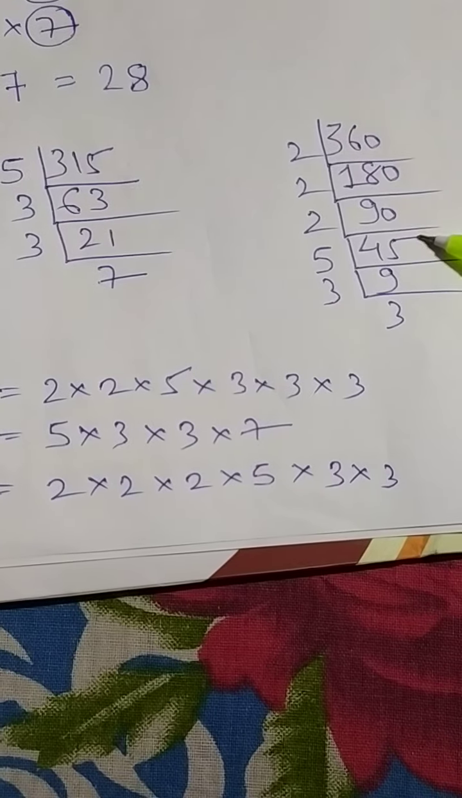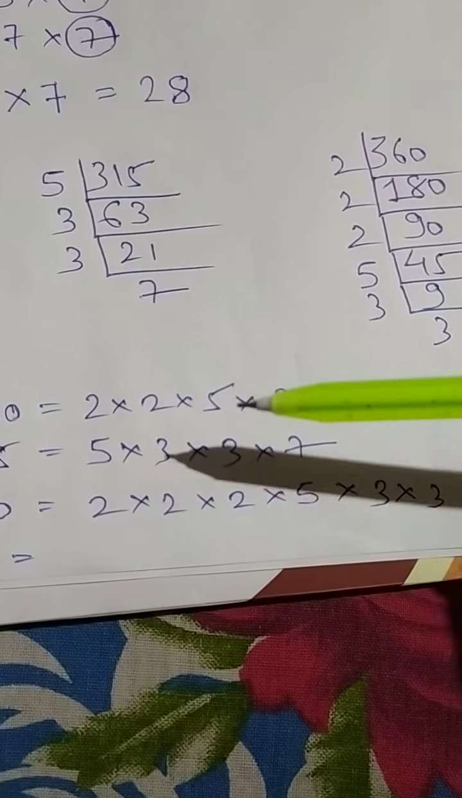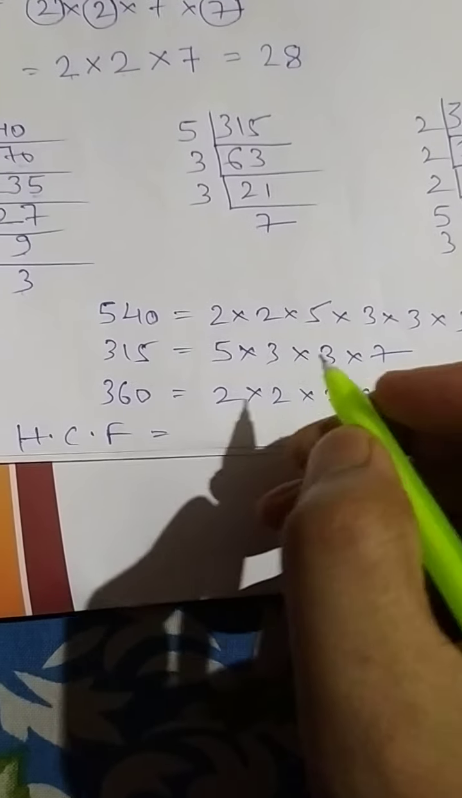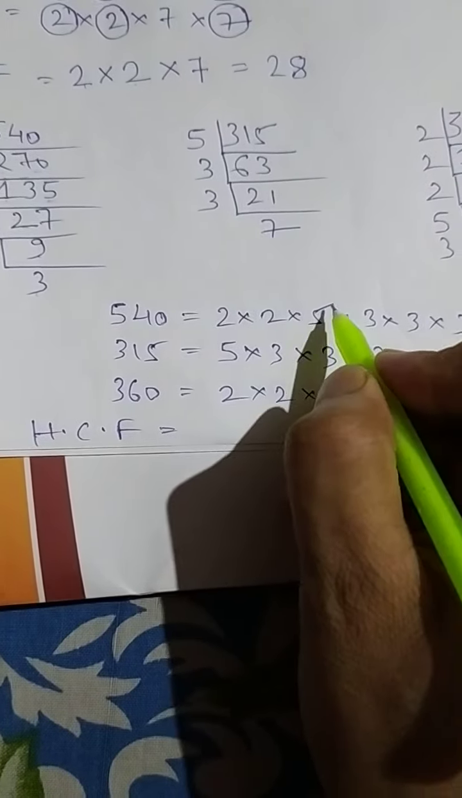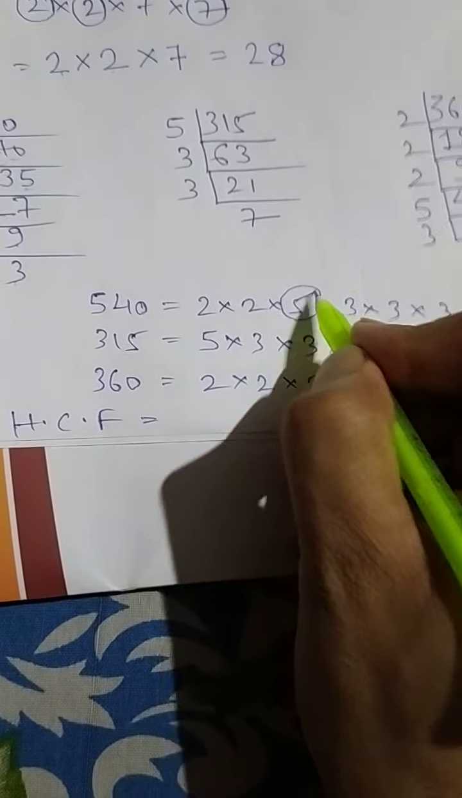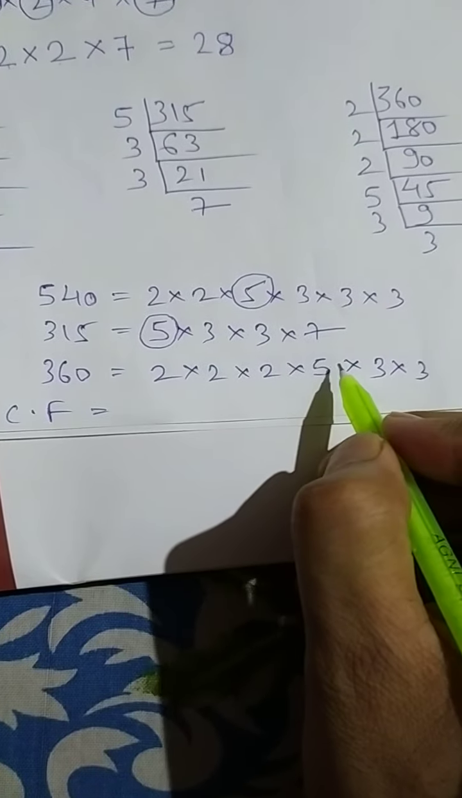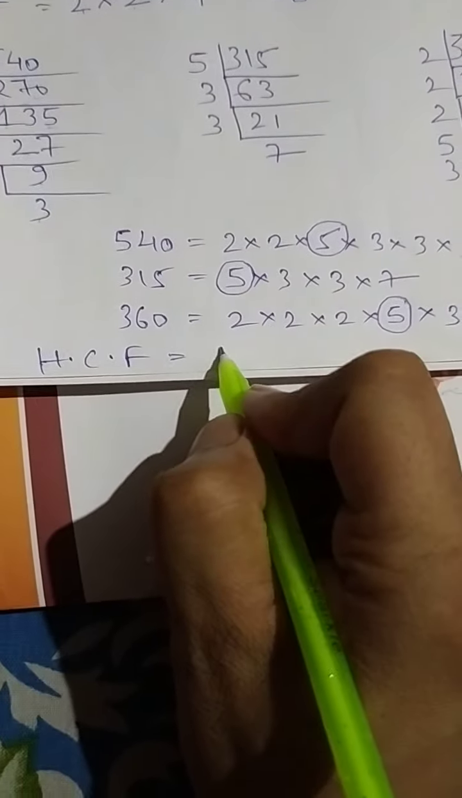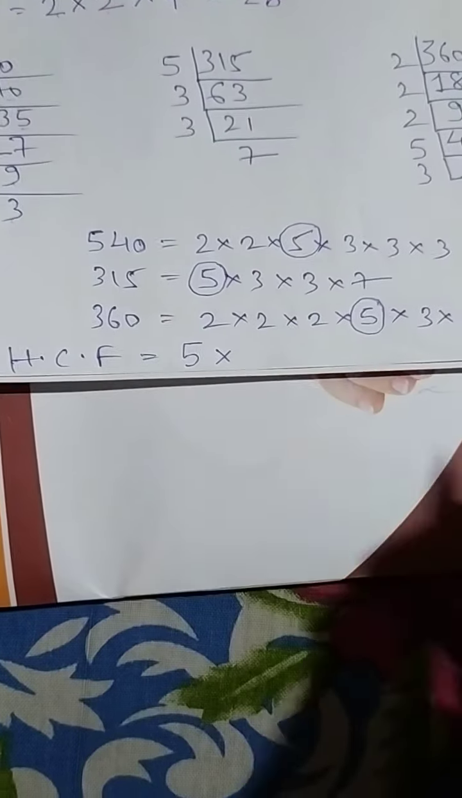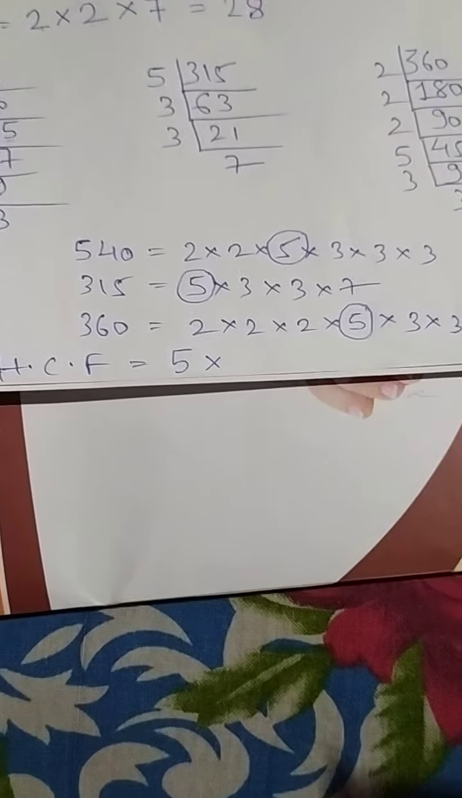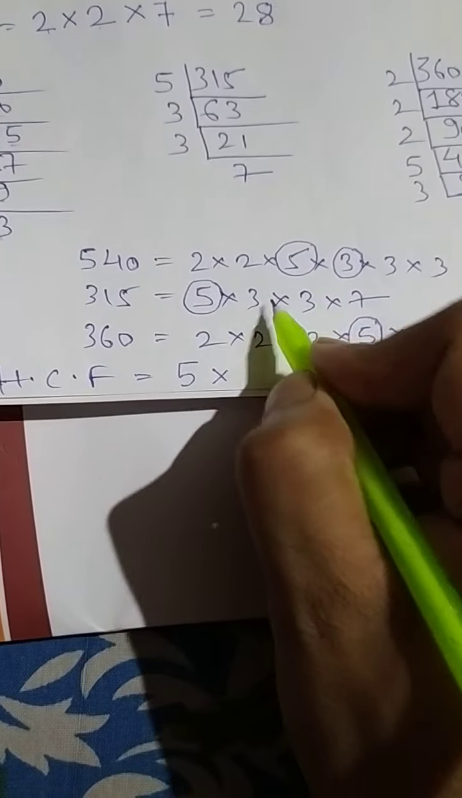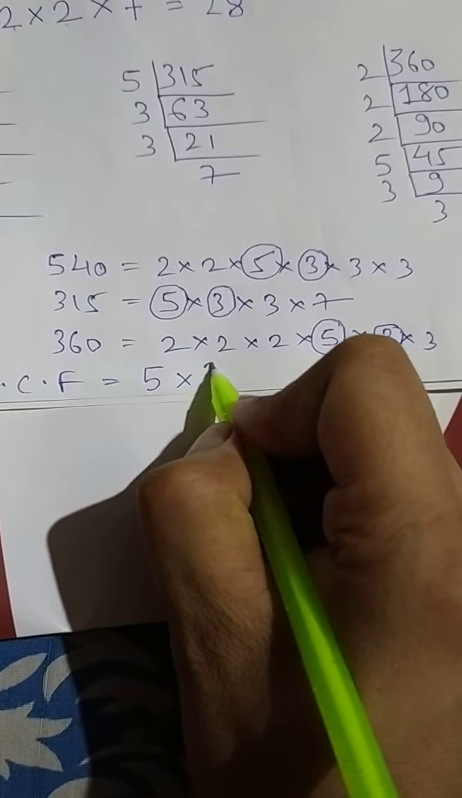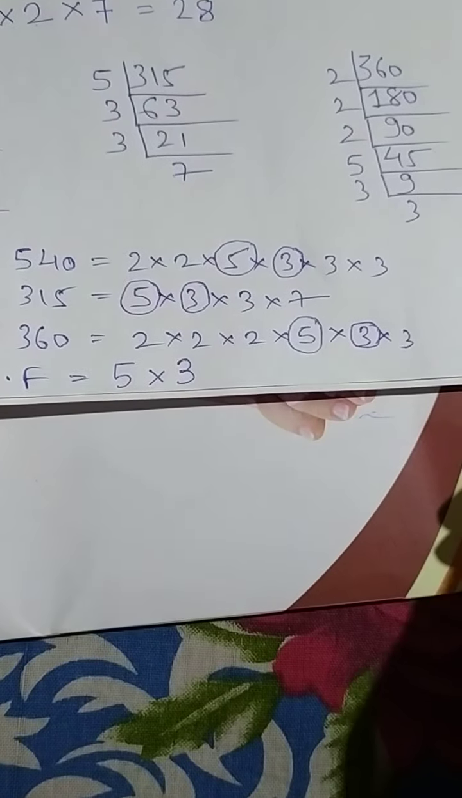This one. Okay. Now we have to circle the common numbers. So let's see the common numbers. Here you can see 5, yes, 5 is common. So write down one 5, into. Next we have 3 common. So write down 3. Again we have 3 common.